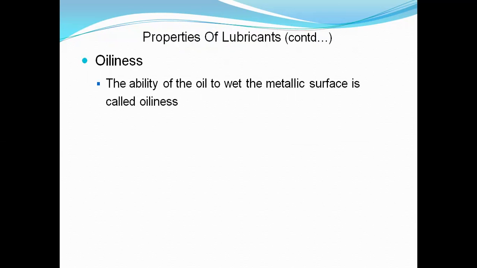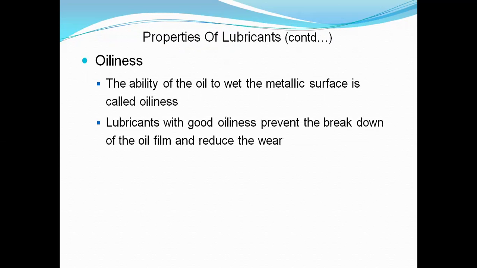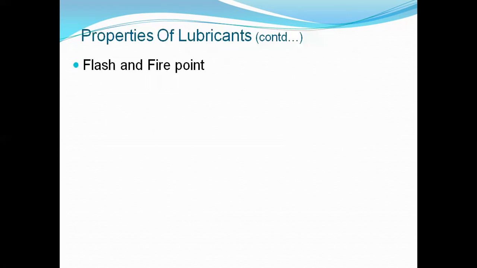Oiliness. The ability of the oil to wet the metallic surface is called oiliness. So it should wet the metallic surfaces. Lubricants with good oiliness prevent the breakdown of the oil film and reduce the wear.